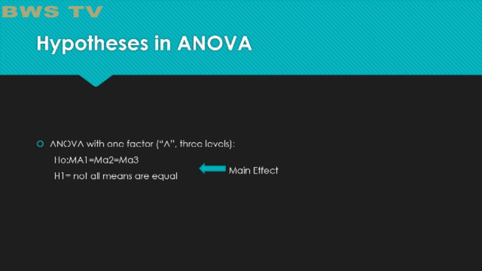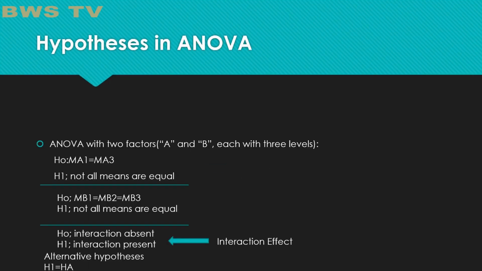Hypothesis in ANOVA. ANOVA with one factor, A, with three levels. These are the main effects. H0: MA1 equals MA2 equals MA3. H1: not all means are equal. The interaction effect. H0: interaction absent. H1: interaction present. The alternative hypothesis, H1, is equal to HA.